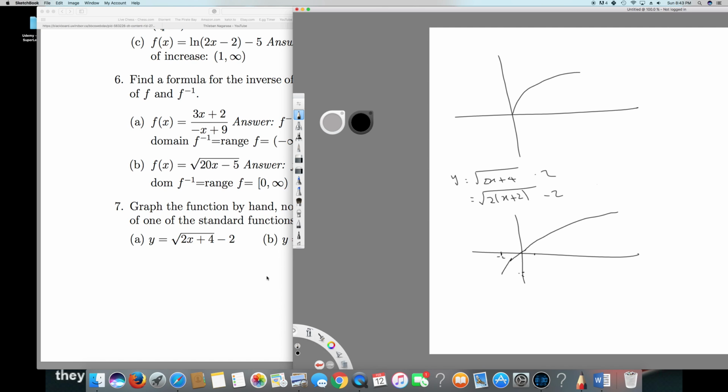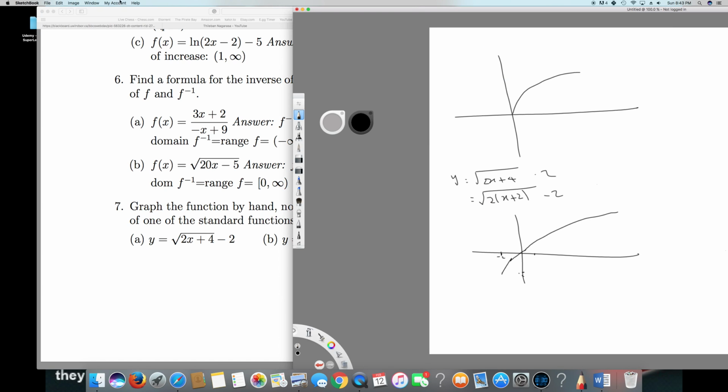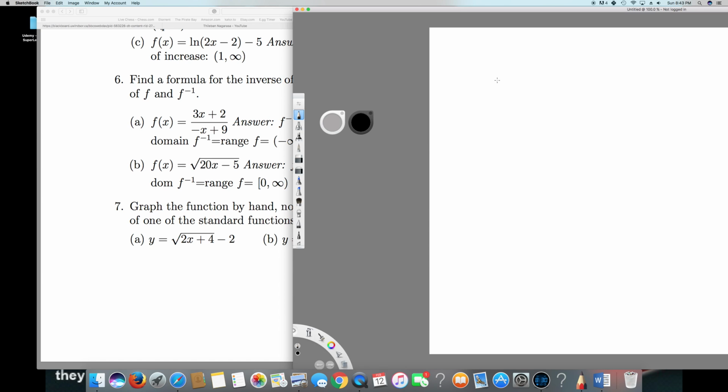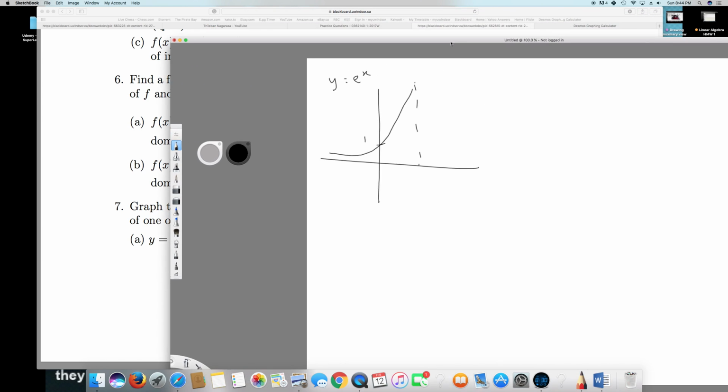And the next question is asking y is equal to e to the power of x minus 2, plus 1. First of all, I have to know what the graph of e to the power of x looks like. So this is the graph for e to the power of x. It's increasing like this, and it crosses 1 here. They are saying it's e to the power of x minus 2. Minus 2 means 2 units to the right, and plus 1 means 1 unit upward.